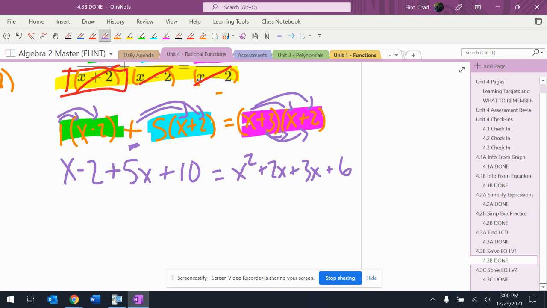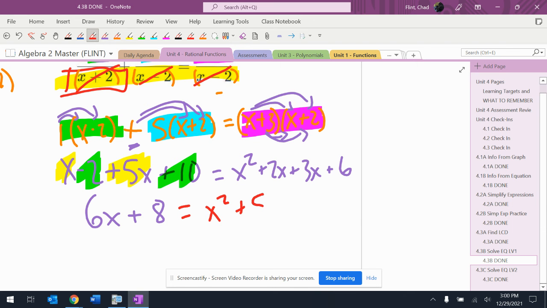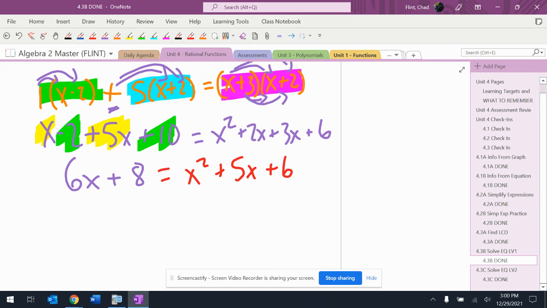It looks like a lot, and it's a bunch of stuff there. So I've got on this side 6x plus 8. Let me highlight what I did there. Those two went together. These two went together. On this side, I have x squared plus 5x plus 6. All right, so I've got that.